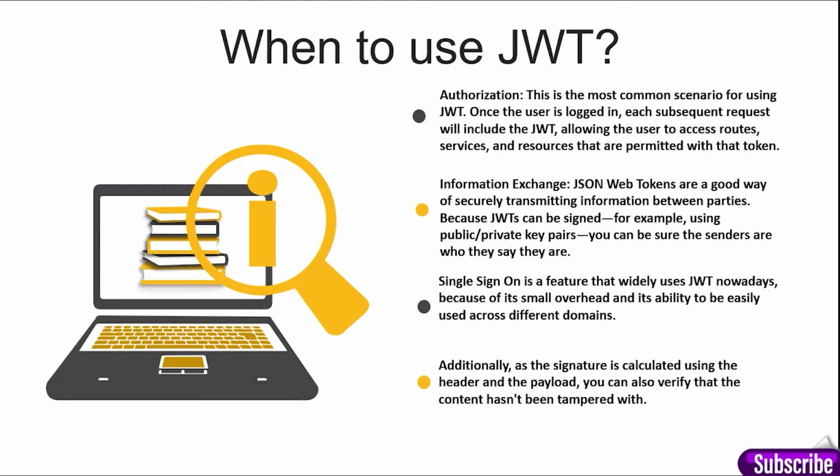Information exchange is another use case where we can use JWT. JWTs are a good way of securely transmitting information between parties because JWTs can be signed, for example, using a public-private key pair. You can be sure the senders are who they say they are. And then single sign-on is a feature that widely uses JWT nowadays because of its small overhead and its ability to be easily used across different domains. Additionally, as the signature is calculated using the header and the payload, you can also verify that the content has not been tampered with.